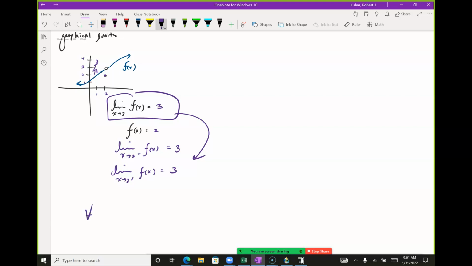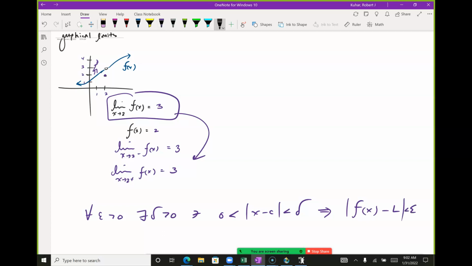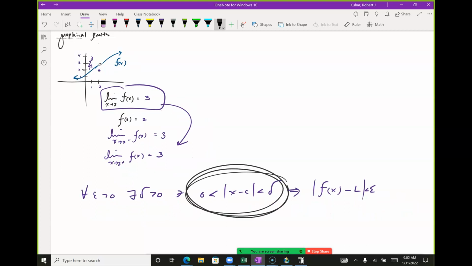And so think about it. For every epsilon greater than 0, there exists a delta greater than 0 such that 0 is less than the absolute value of x minus c is less than delta, implies that I'm still on the curve, right? I'm still on that safety zone around the hole. And this is the key that says I don't care about the hole. I don't care about getting to 2. I only care about getting close enough so that I can predict the height, right?